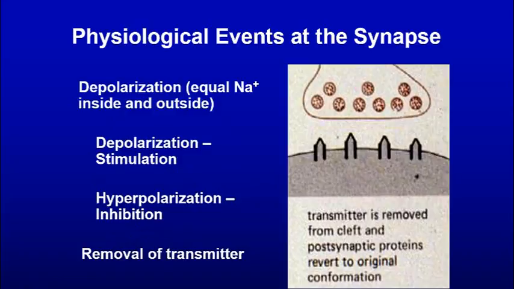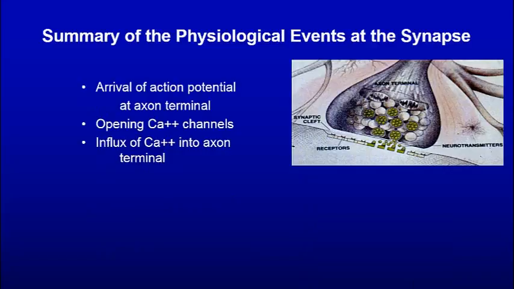Hyperpolarization makes it insensitive, and then you remove the transmitter. So the electrical shock comes down, calcium influx, exocytosis. Then you get the binding of the receptors to the transmitters. And then you get the cell to change the sodium transmission of that target cell, and that causes the action potential to be in that cell as well.